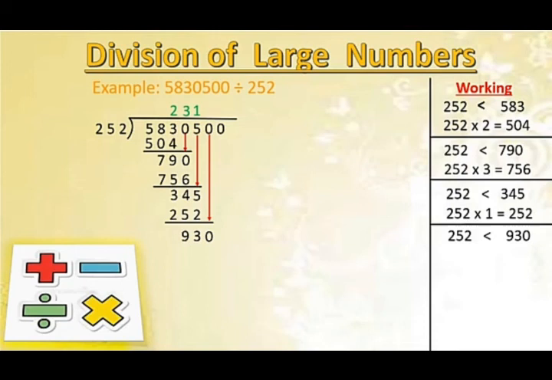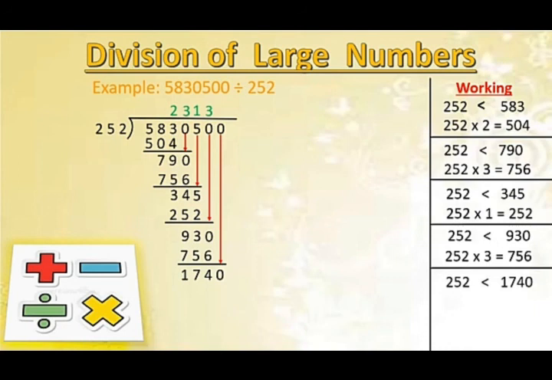Bring down 0, which makes the number 930. 252 into 3 is equal to 756, which is smaller and nearest to 930. So, next quotient is 3. After subtracting, we get 174. Bring down 0, which makes the number 1740. We see that 252 into 6 is equal to 1512, which is smaller than 1740. So the last quotient is 6.